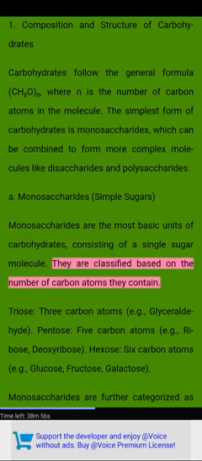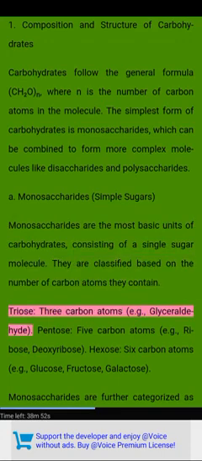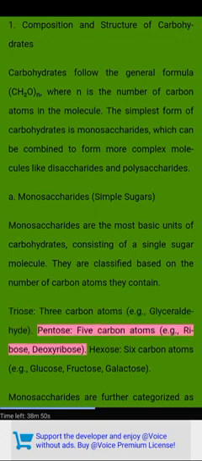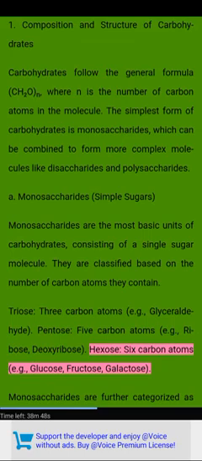They are classified based on the number of carbon atoms they contain. Triose, 3 carbon atoms, e.g., glyceraldehyde. Pentose, 5 carbon atoms, e.g., ribose, deoxyribose. Hexose, 6 carbon atoms, e.g., glucose, fructose, galactose.